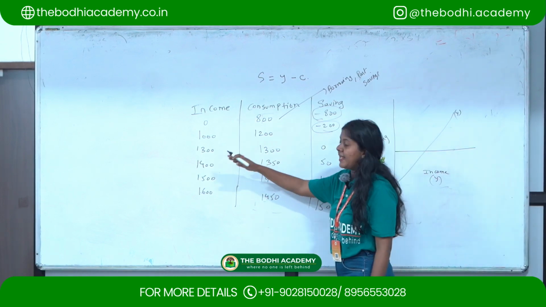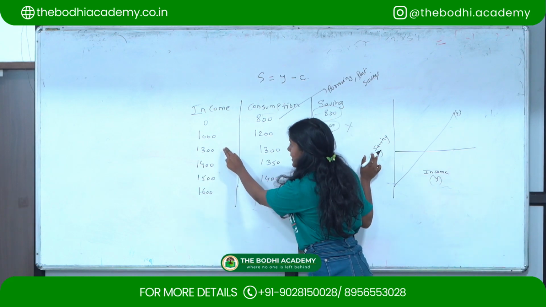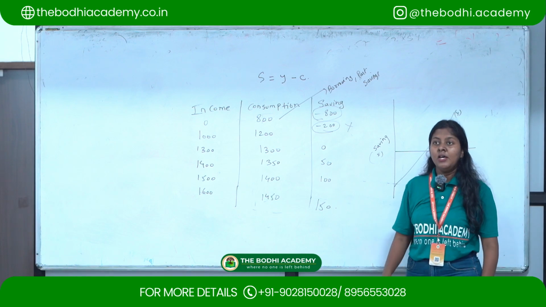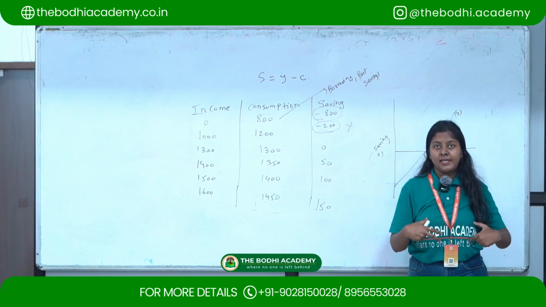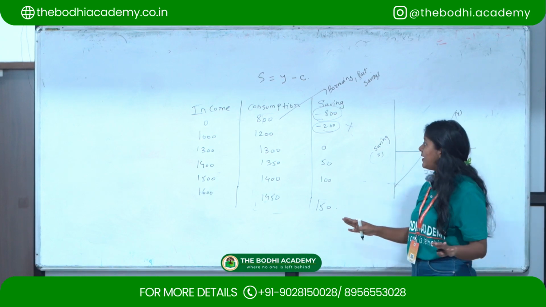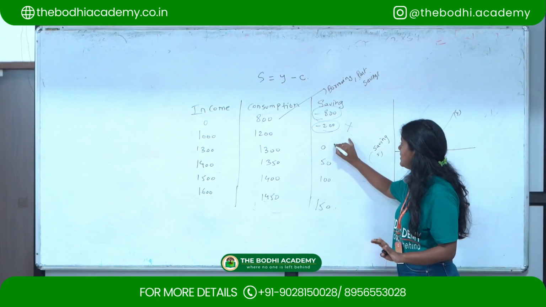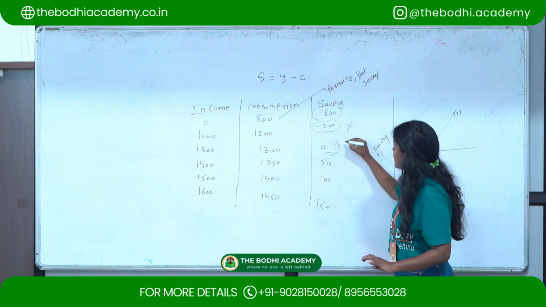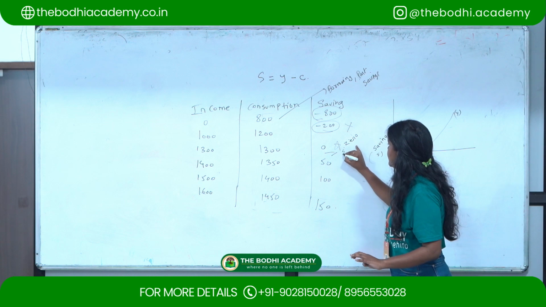Now, in the next part, when income is 1300, your consumption is also the same. It means that whatever income you are getting, that only you are spending. You are not saving anything. That's why savings are 0 here. There are zero savings or no savings.